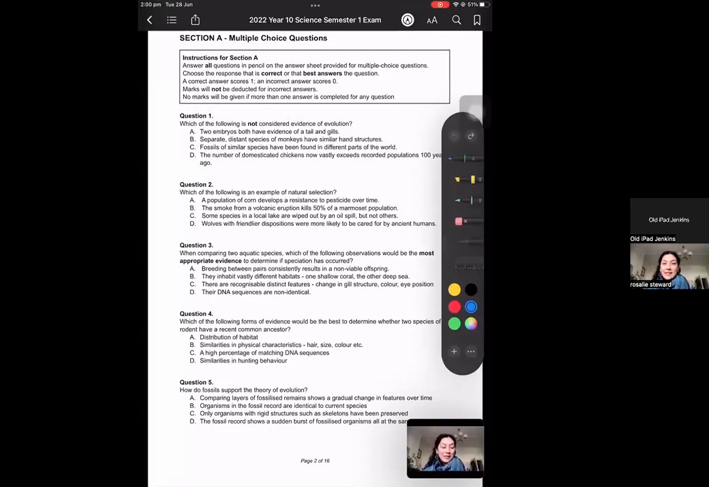Okay, welcome. This is going to be the explanation of all the answers for the Year 10 Science exam. I'll go through this as quick as I can, why the answers were the way that they were, and also how to actually approach these questions for the future.